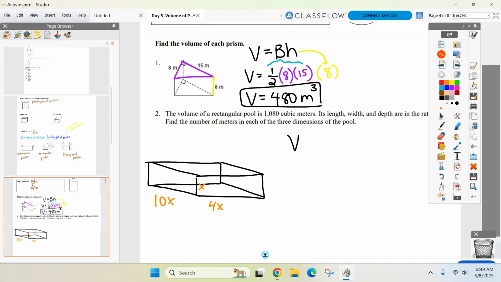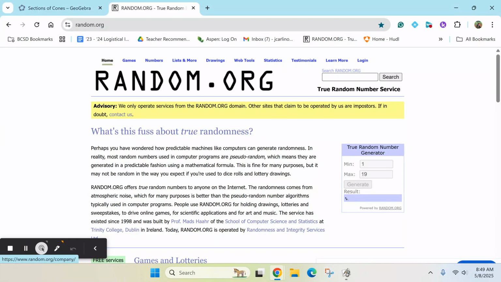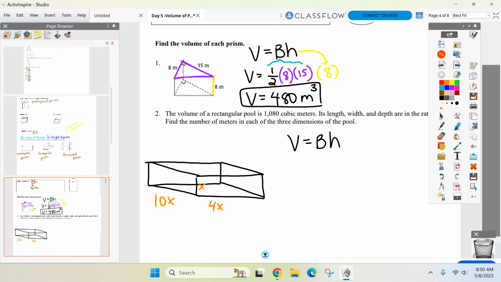All right, since it's a rectangular prism, there's my volume formula. Where do you want to substitute the 1080 in for? Where's the 1080 going to go in here? Jesse? For V, the volume, right? 1080 equals... everyone look at the base. What's the area of the base?